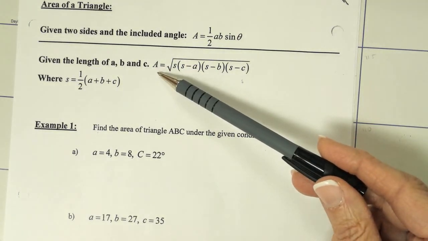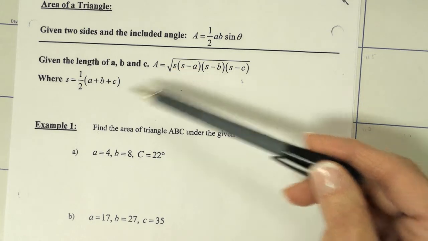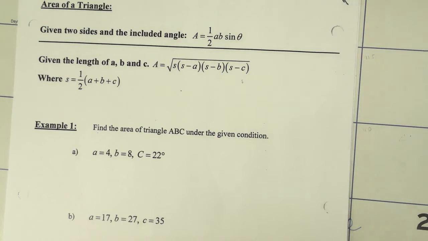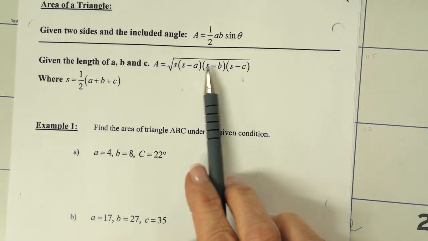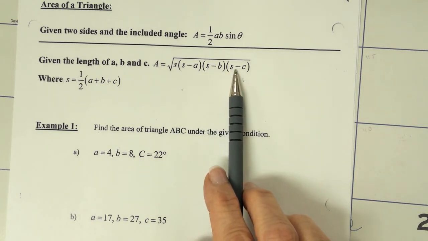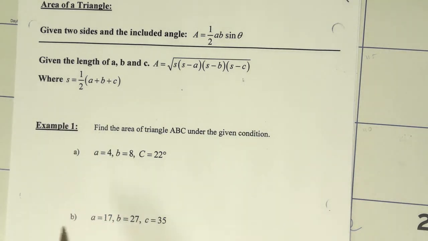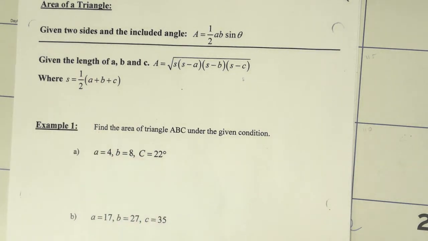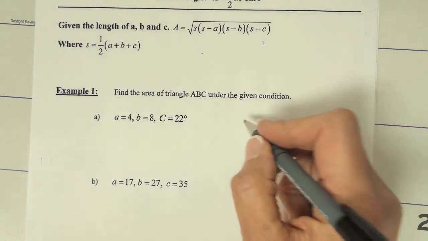The area formula is the square root of S, which is the semi-perimeter, which I'll tell you how to find in a minute, times the semi-perimeter minus the length of the first side, times the semi-perimeter minus the length of the second side, times the semi-perimeter minus the length of the third side. And semi-perimeter means half of the perimeter, so you just add up all the sides of the triangle and divide by 2 or multiply by 1/2. So two different formulas depending on what information is given.